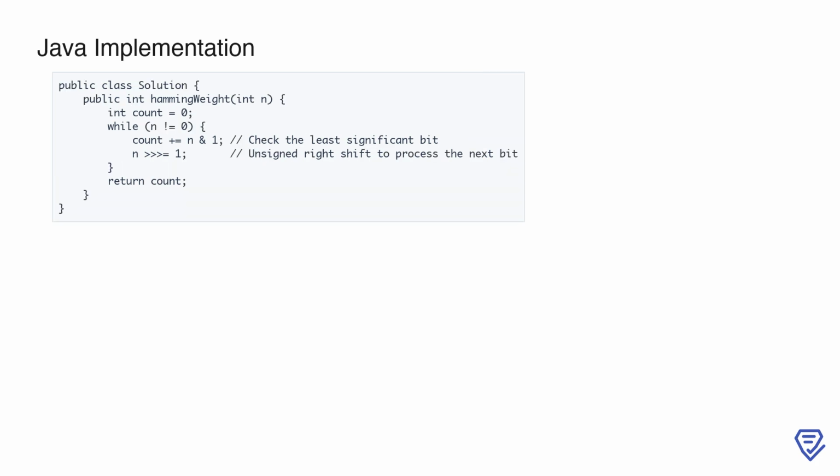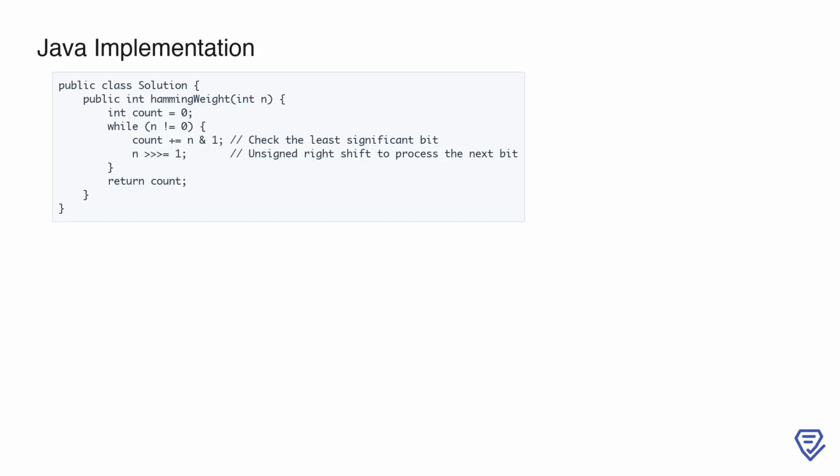This is the Java implementation of LeetCode problem number 191, number of 1 bits. The logic mirrors the provided Python solution. The method hammingWeight iterates through the bits of the input integer n, counting the number of ones by checking the least significant bit and applying an unsigned right shift. Key differences from Python include explicit type declarations and the use of unsigned right shifts, ensuring correct behavior for Java's 32-bit integers.